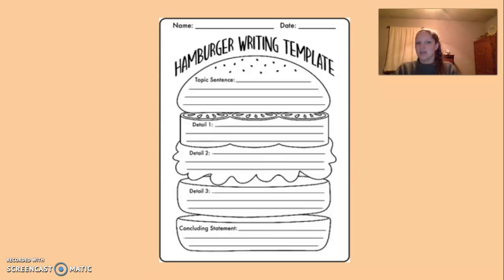So for today, you are creating a hamburger writing template about spring break. You're using transition words. You're writing a topic sentence, 3 supporting details, and a concluding statement. And you're submitting it to Google Classroom.